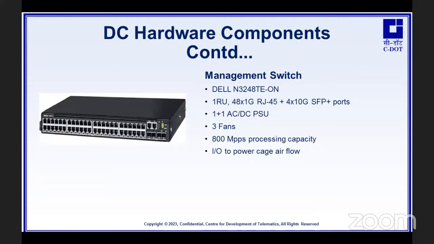It's a 1 RU form factor. It has 48 x 1G RJ45 ports. All the 1G management ports of the servers or of the leaf and spine switches will be connected to these 48 x 1G RJ45 ports. In addition to that, it has 4 x 10G SFP ports. Out of these 4 x 10G SFP ports, 2 of the SFP ports will go to the leaf switches, which will be used for connectivity, which we will see later. It has a 1+1 AC/DC power supply unit, 3 fans, 800 million packets per second processing capacity, and input-output to power cage airflow, that is, air flows from front to back.